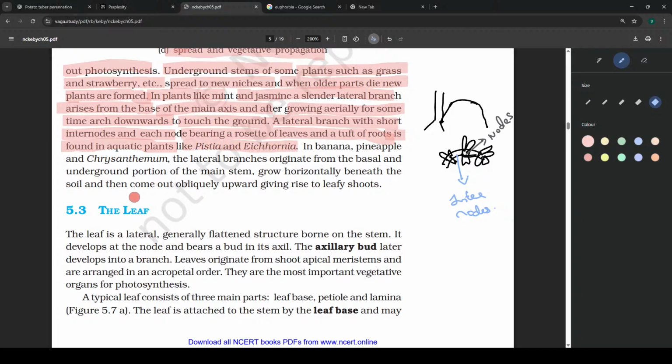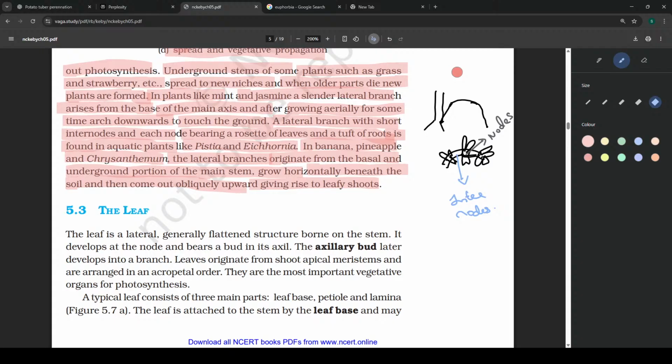These are two aquatic plants where a lateral branch will contain a tuft of roots, short internodes, and nodes containing leaves, and this will help in vegetative propagation. In banana, pineapple, and chrysanthemum, the lateral branches originate from the basal and underground portion of the main stem, grow horizontally beneath the soil, and then come out obliquely upwards, giving rise to leafy shoots.